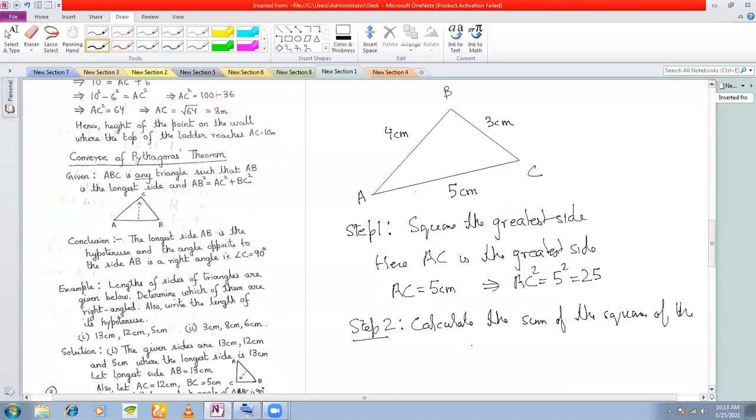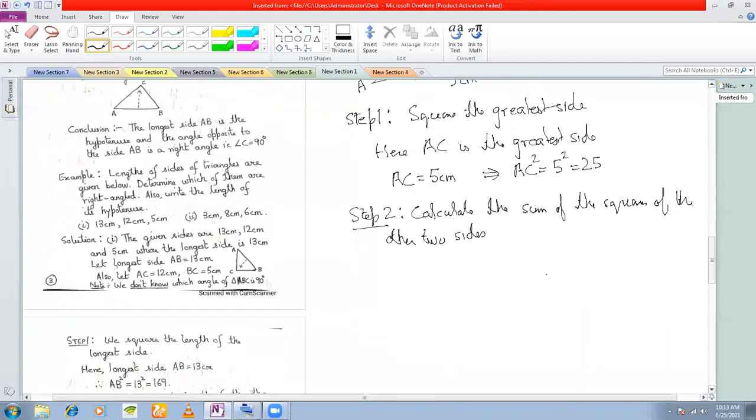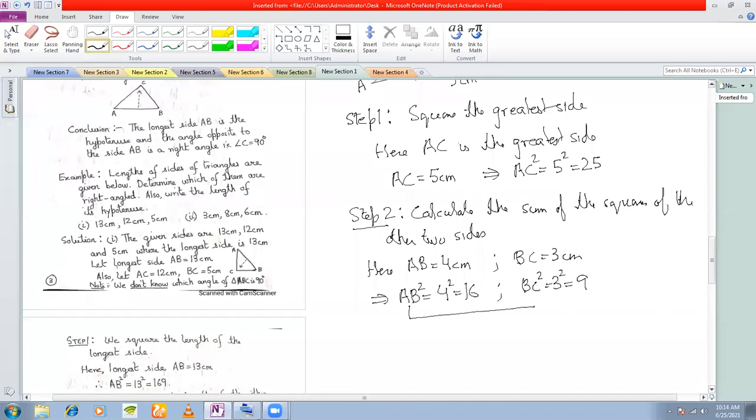Of the other two sides. What are the other two sides? AB is 4 centimeter, BC is 3 centimeter, right? So what I do is I calculate the square of this also. AB square is 4 square, which is equal to 16. I calculate BC square, which is 3 square, which is equal to 9. And I calculate the sum of the squares of the two. Therefore, AB square plus BC square is equal to 16 plus 9, which is equal to 25.